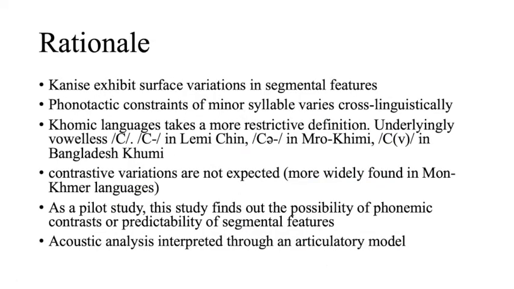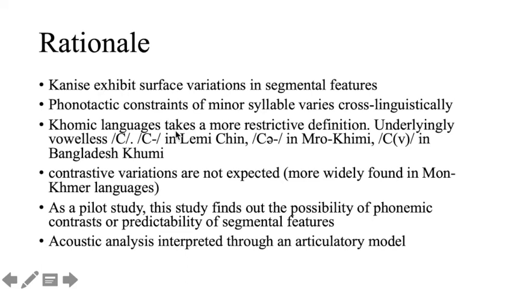As indicated by the title of the presentation, the paper is concerned with the minor syllable, which is the initial syllable of a sesquisyllable in the Kanise Khumi language. The reason is that in an early study, I found surface variations in the minor syllable which point towards the possibility of segmental contrast. Now it is known that phonotactic constraints of the minor syllable vary cross-linguistically. Some languages allow vowel or pitch contrast in the minor syllable, while some do not.